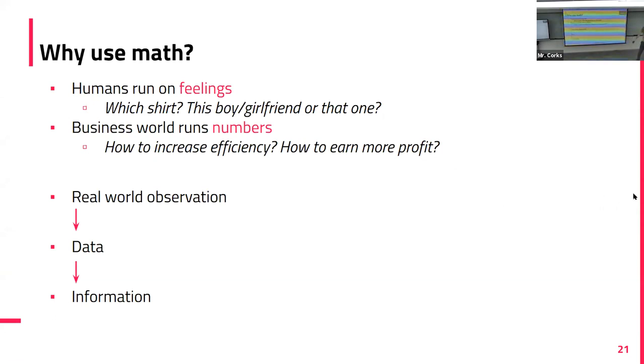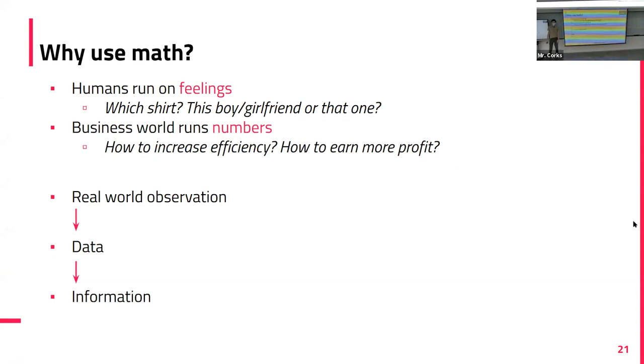As humans, of course, we run on feelings. If you're going to choose the blue shirt or the red shirt, you don't do some calculation. You just feel, yeah, I feel like this one today. Do you want to date this person or that person? You don't make a calculation. You just choose. This one feels better.